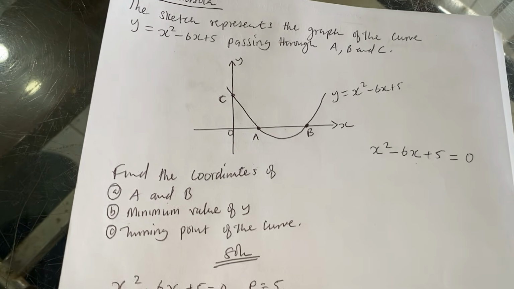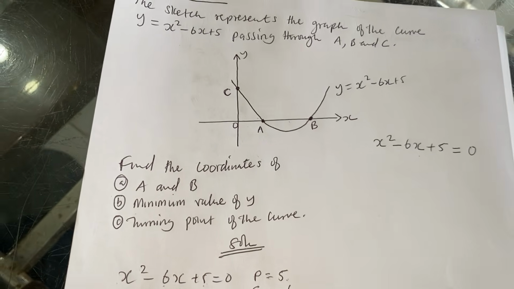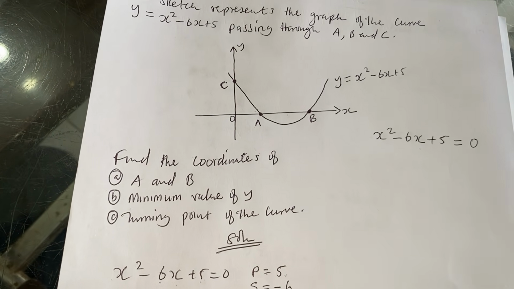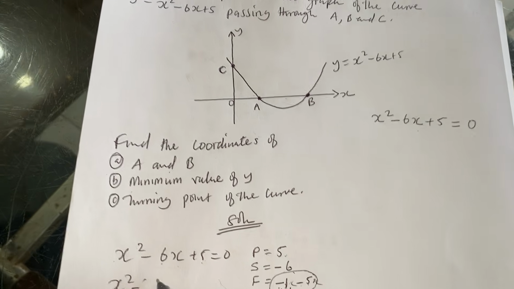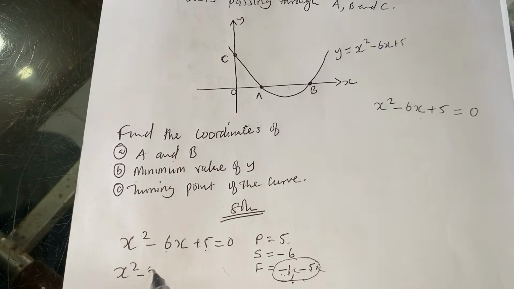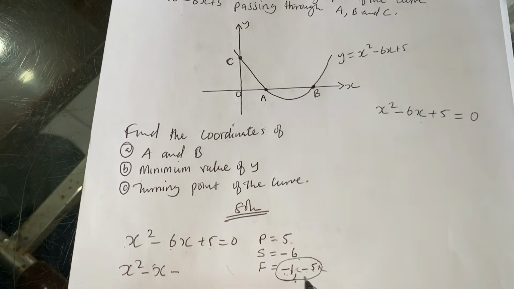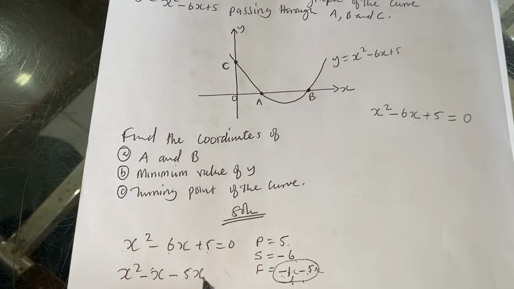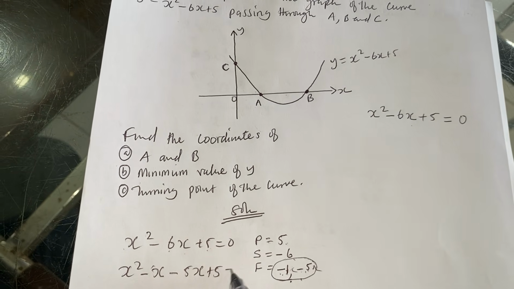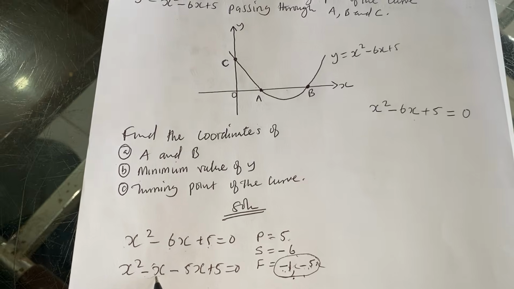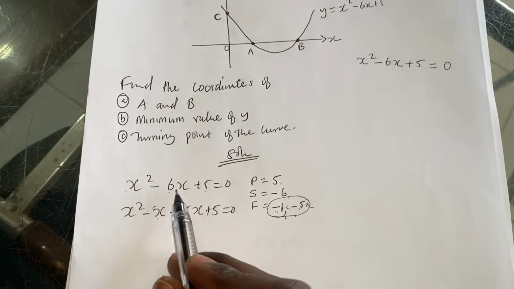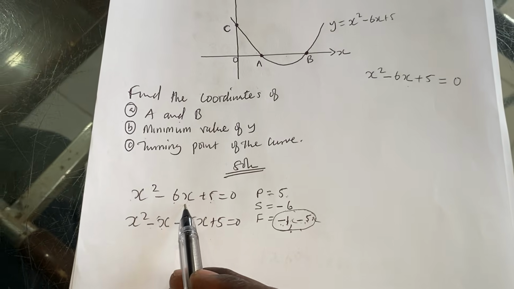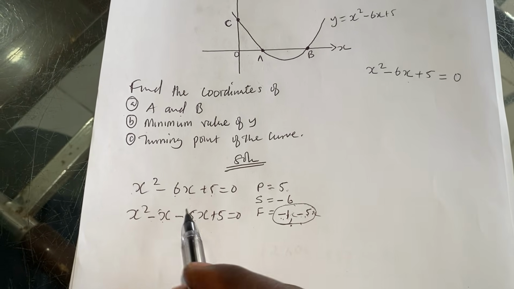Now we're going to substitute this in here. So x squared minus 1, we put x here and x here. So we have minus x minus 5x, then plus 5 is equal to 0. Negative x minus 5x is equal to negative 6x, so we will not change anything here.